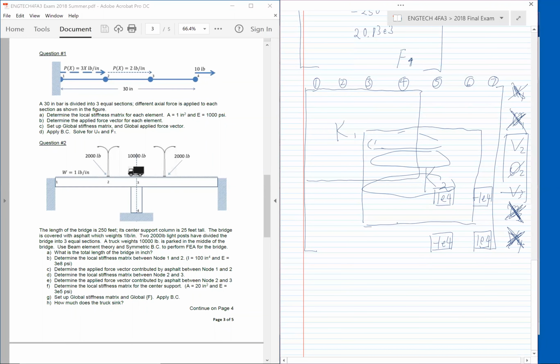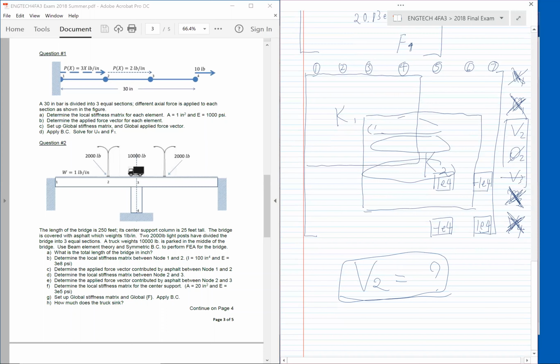And how much does the truck sink? You just solve for V2. V2 is how much the truck sinks. If you don't have that value calculated, but all the steps are right, you get 85% already, if all the assumptions and boundary conditions are good. I would suggest, during the final exam, once you're here, do not solve it. Go to the next problem. When you have some time, you come back here and do the mathematics, algebra, and calculate V2.